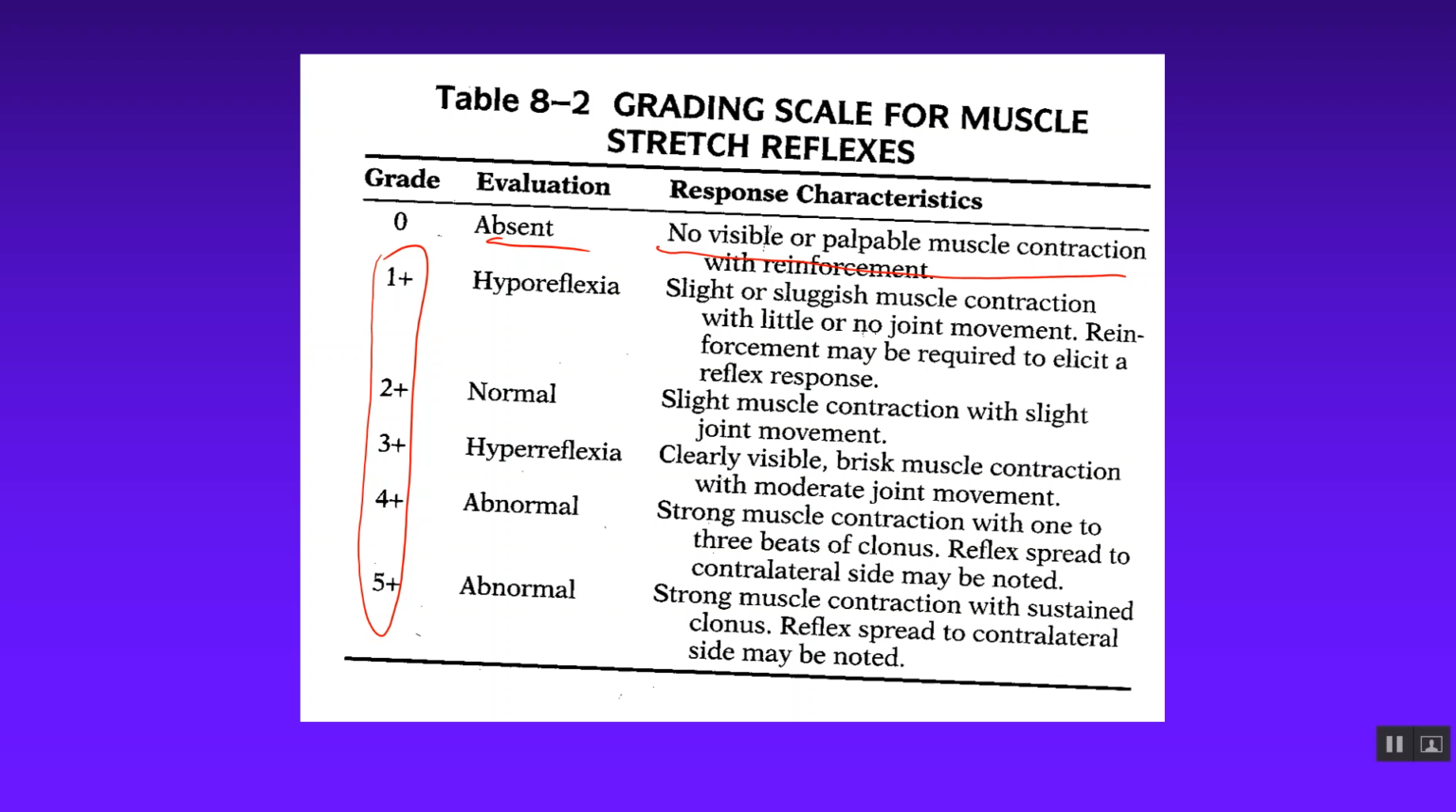And the reflex may even spread to the contralateral side. You might even see the other side their knee kicking out when that's happening. 5 plus is very abnormal. That's strong muscle contraction with sustained clonus that just keeps bouncing that leg.